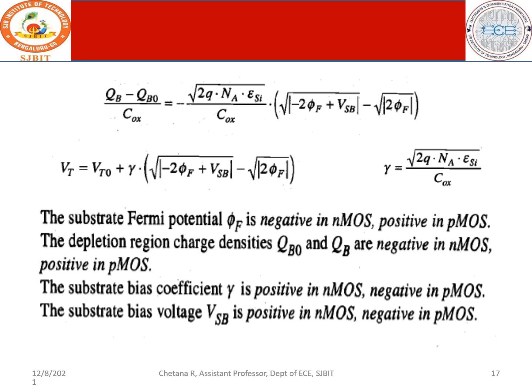And we have been coming across this term called phi f. Phi f is the Fermi potential. Normally it is negative for NMOS and positive for PMOS. Similarly, the depletion region charge densities QB0 and QB are negative in NMOS and positive in PMOS. Similarly, the substrate bias coefficient gamma is positive in NMOS and negative in PMOS. So these are the terminologies which we need to remember. They are complementary. If you remember one, the other can be recalled.